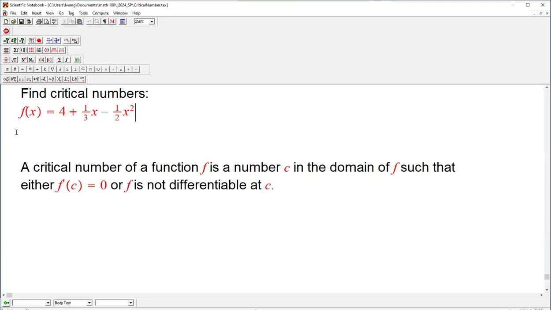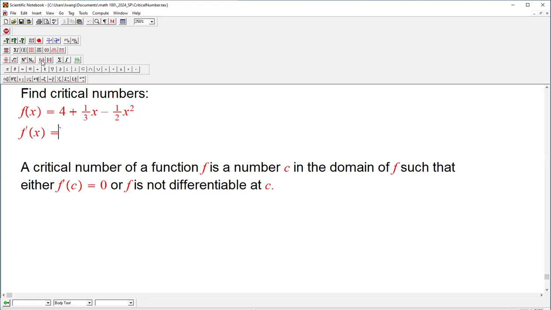And obviously this is a polynomial. A polynomial is continuous everywhere in its domain. It's also differentiable everywhere in its domain. So when we're looking for critical numbers, there will not be a place where the function is not differentiable, and we're only going to find the values for which the derivative is 0. So we're going to find the derivative of the function.